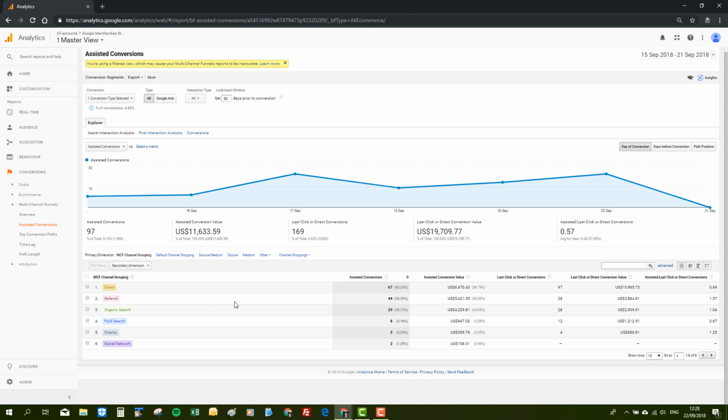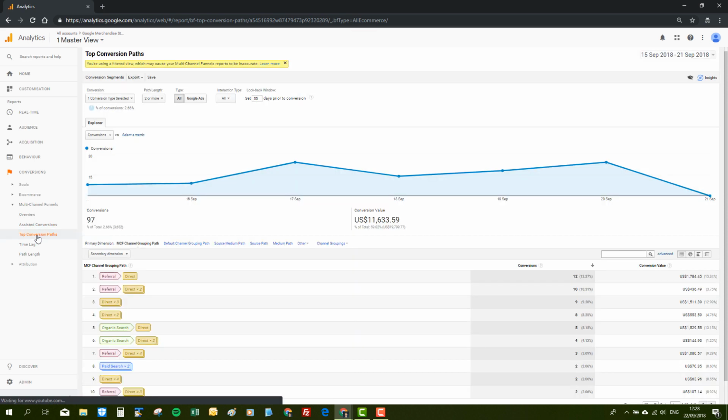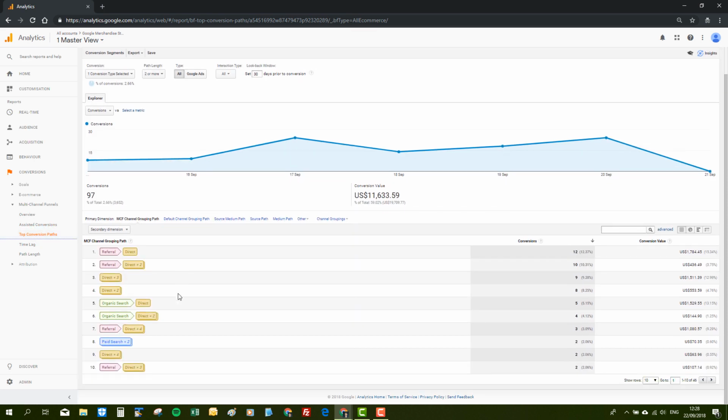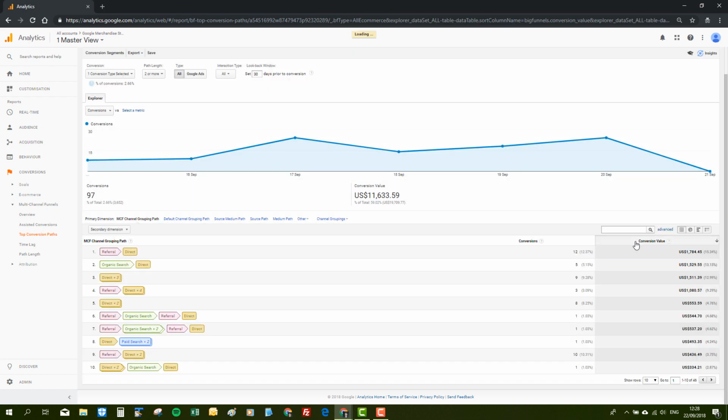And if we want to see some of the journeys, we can dive in here into our top conversion paths. So this shows the type of journeys that people took. So we had a referral, then direct, and then 12 people converted off that particular path. For paid search, 2 people converted off 2 paid search clicks. For 10 people, it was referral and then direct twice. And we're able to see the different types of journeys that people take and the value of each by sorting by our conversion value here.